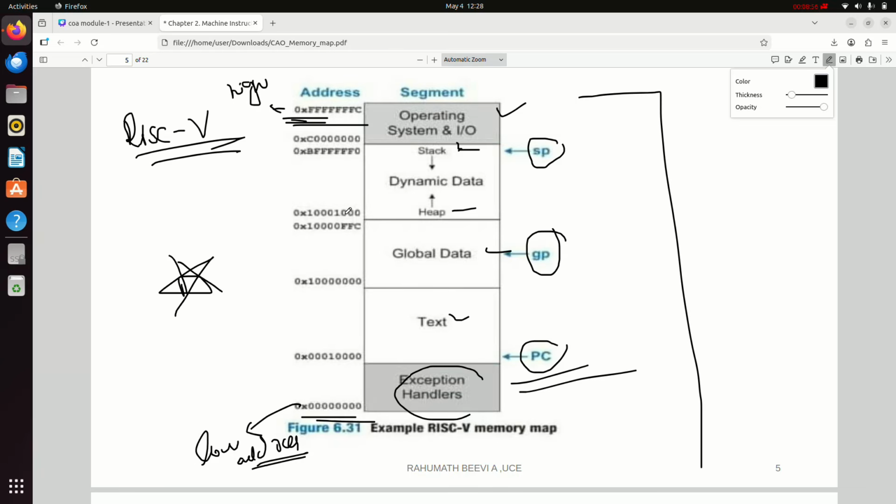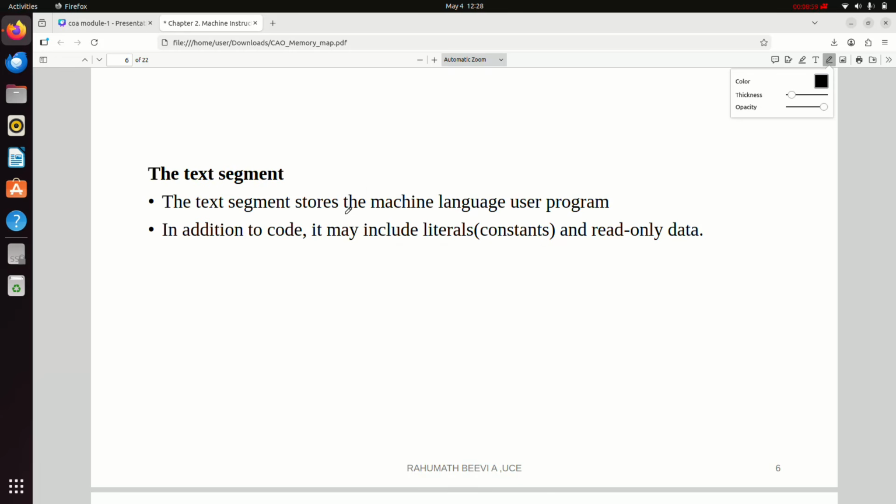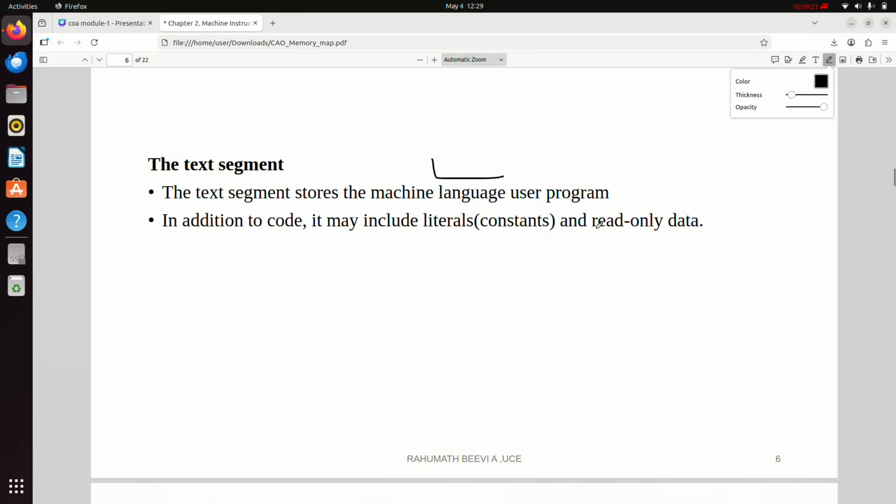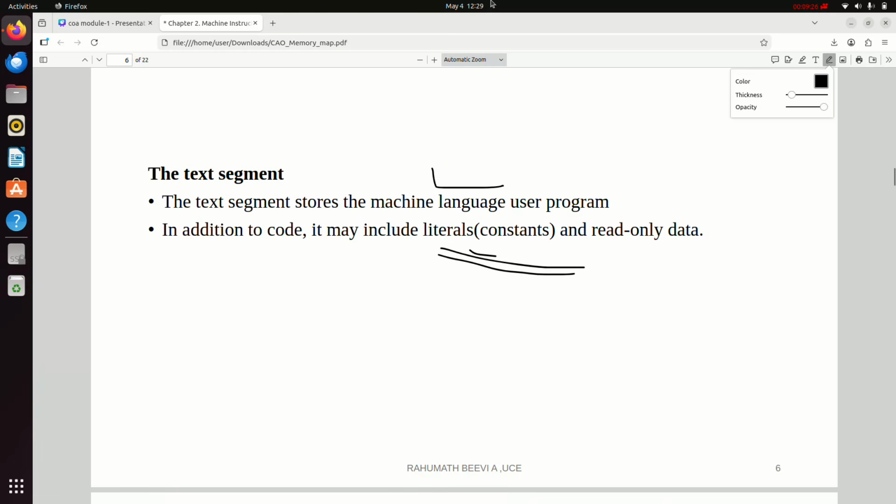So first let's talk about the text segment. The text segment is the code segment. The text segment stores the machine language user program. That means it stores the program's instructions, the machine language program instructions. In addition to code, it also includes constants and read-only data. What does the text segment mainly store?